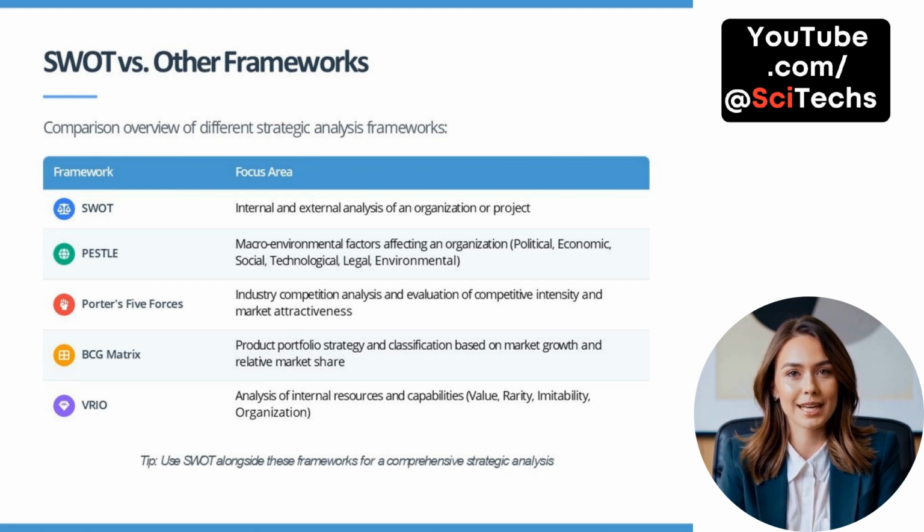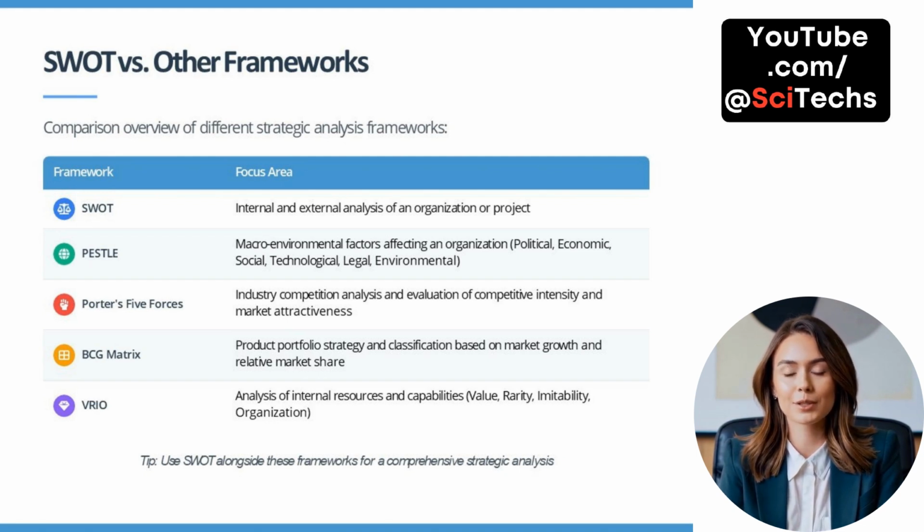Porter's 5 Forces analyzes the intensity of competition within an industry, helping to assess market attractiveness and profitability. The BCG matrix helps companies decide how to manage product portfolios based on market growth rate and market share. Meanwhile, the VRIO framework evaluates internal resources in terms of value, rarity, imitability, and organizational support.